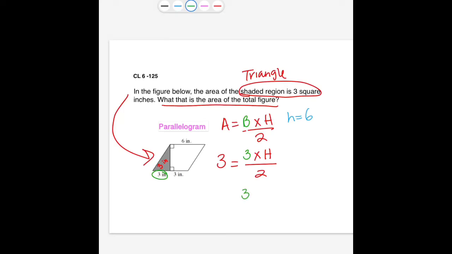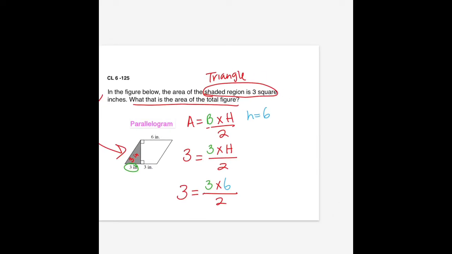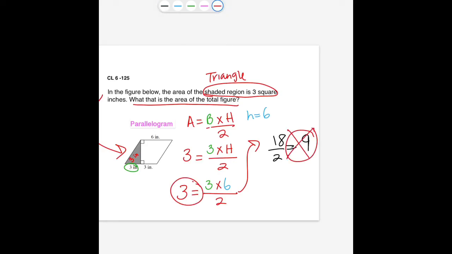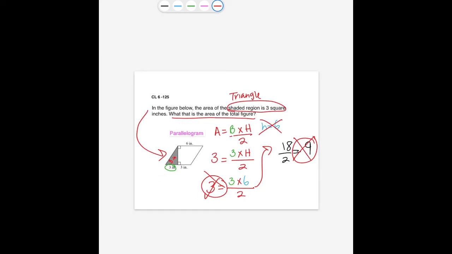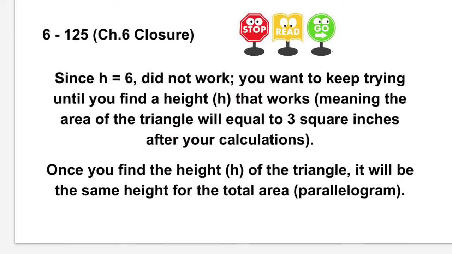3 times 6 over 2 equals 3. So let's test it out and see if it's true. 3 times 6 is 18, divided by 2 equals 9. So they don't equal, that means h is not 6. So try a different number at this point.